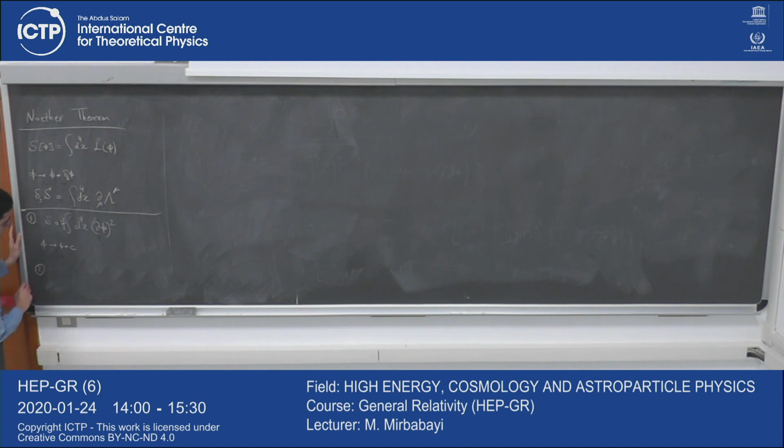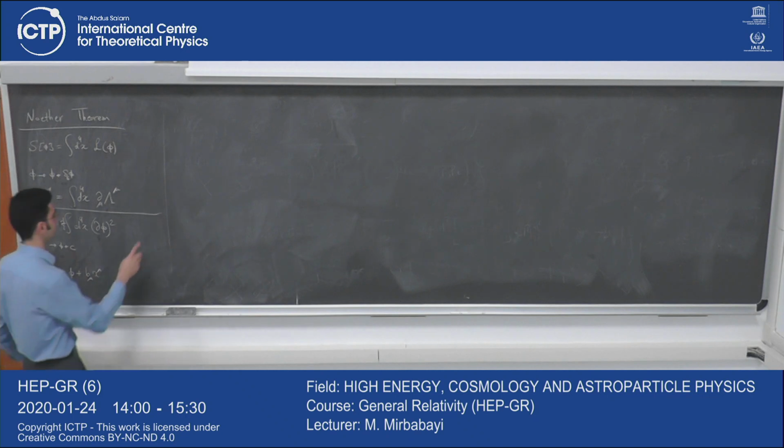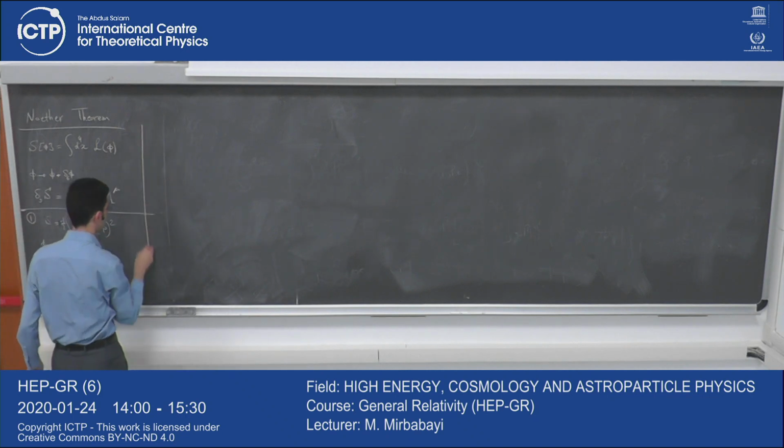A little bit less trivial is, in the same theory, another symmetry, which is if I send phi to phi plus some constant four-vector b_mu times x^mu. This is sometimes called Galilean symmetry.